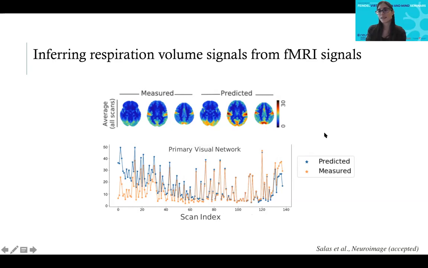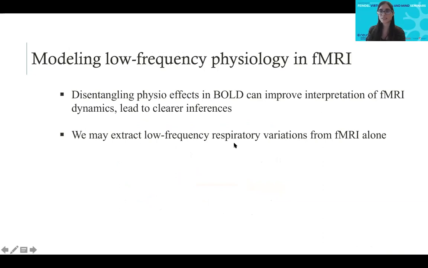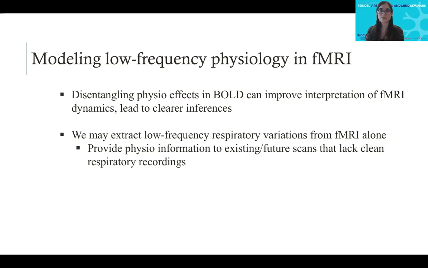And so to summarize this part, we think that disentangling the physiological effects in fMRI can help to improve our interpretation and lead us to clear inferences. We may be able to extract these low frequency variations from fMRI alone, which may help us provide physiological information to a lot of existing data that may not have RV measured or future scans that lack clean respiratory recordings.